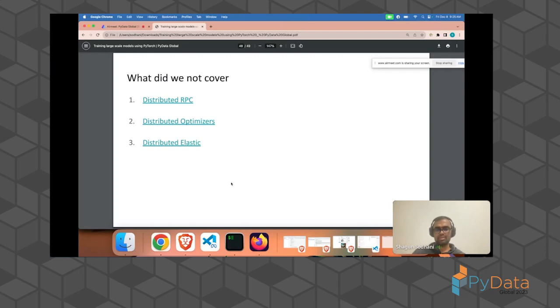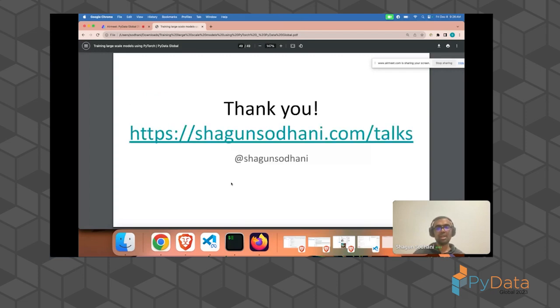Distributed elastic is a way where, let's say you start training a model with 100 GPUs and one of the GPUs dies in between. In that case, your entire model training would halt. But distributed elastic lets you continue the training when a subset of nodes die. This is important because when you are training these models on, let's say, 1,000 GPUs, it is very likely that one or more GPUs could fail. And if that happens, a small percentage of GPUs failing should not bring down your entire training. So distributed elastic handles that for you out of the box.